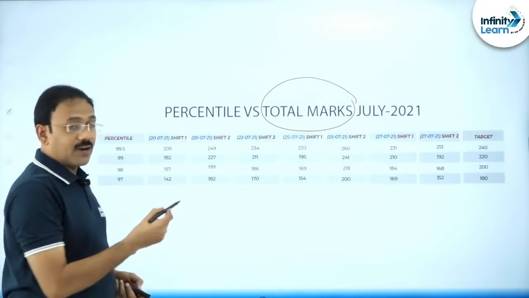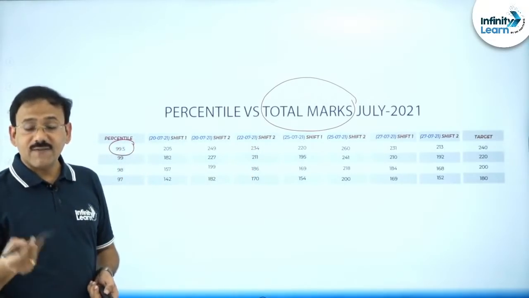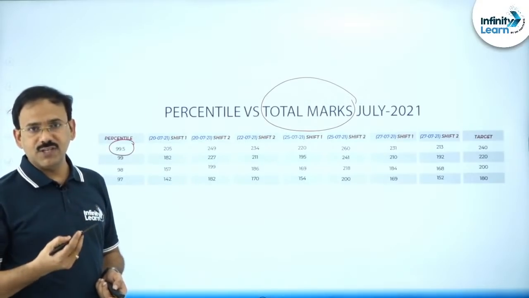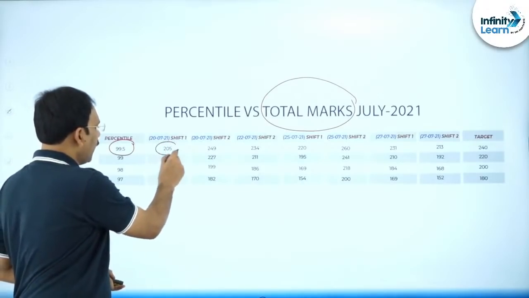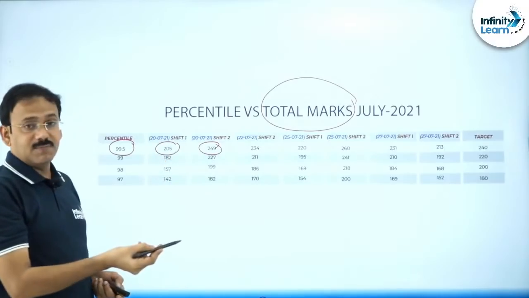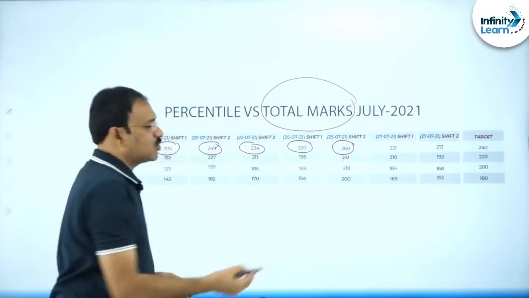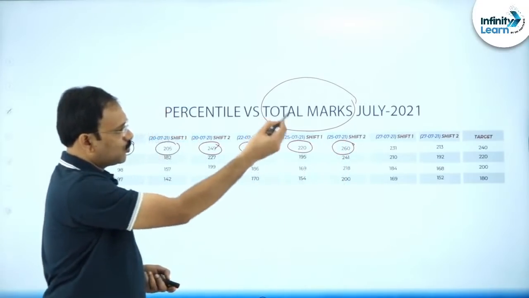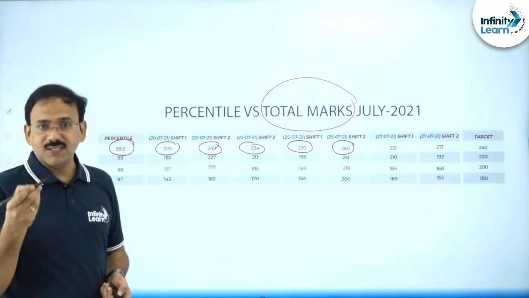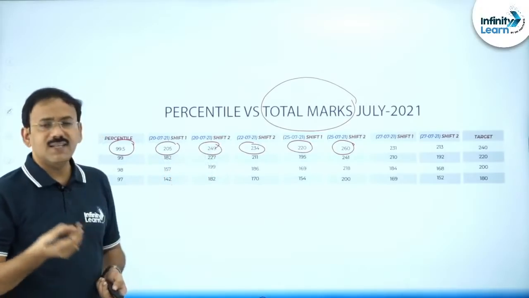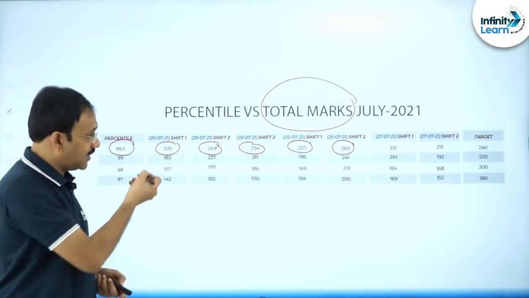For 99.5 percentile, I have got the data for the 7 shifts of July 2021. 7 exams we have taken. You see, approx 205, 249 where the paper is a bit easy, 234, 220, 260 this paper is too easy, and 231, 213, 240. That means to get 99.5 percentile, undoubtedly you need to get in aggregate around 240 marks. 240 must be your target in aggregate.